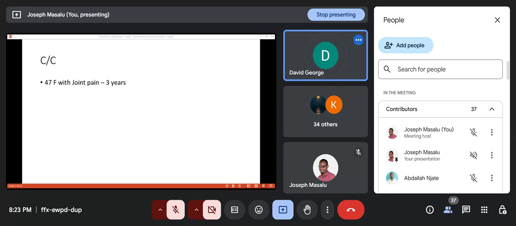So basically, I'm thinking exactly the same way. We are talking about a middle-aged female with joint pain that is more in the territory of chronic joint pain. Our interest is whether this joint pain is inflammatory or non-inflammatory. When you talk of inflammatory joint pain, rheumatoid arthritis, for example, and other autoimmune diseases will cause inflammatory joint pain.